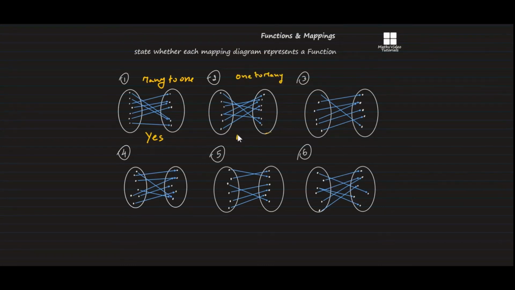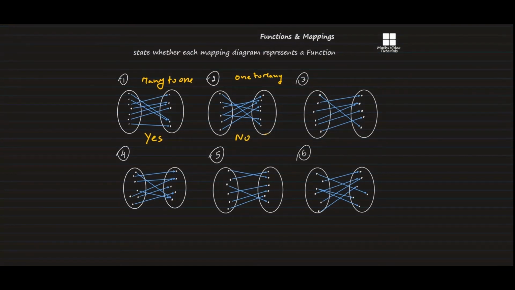So this is not a function. For number 3, the mapping is many to 1. You can see these 2 here are linked to this value here. It is a many to 1. So therefore, this one is a function.